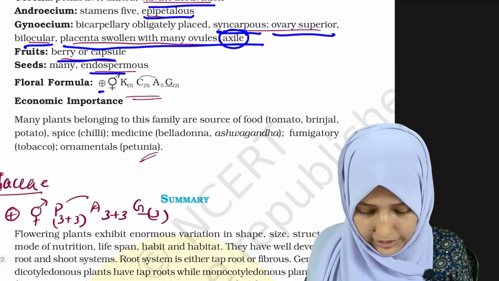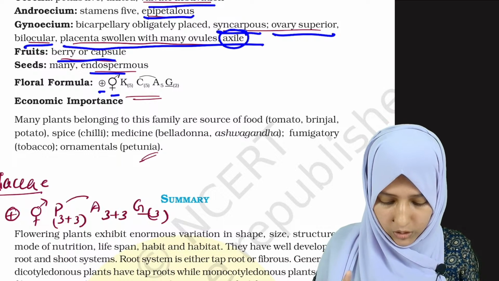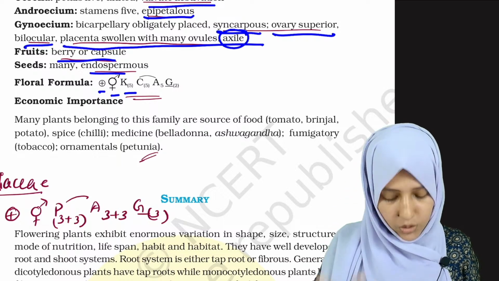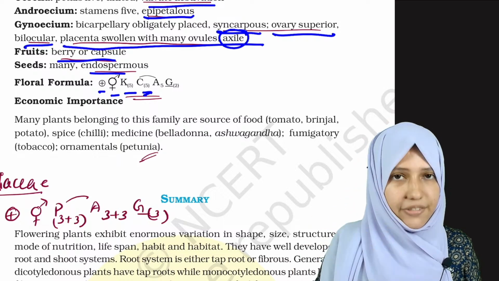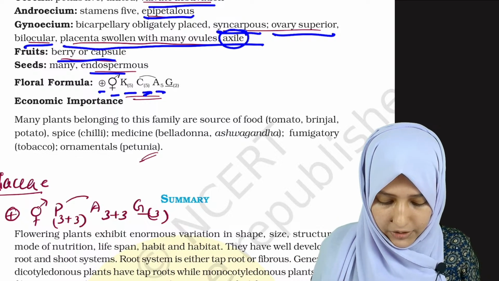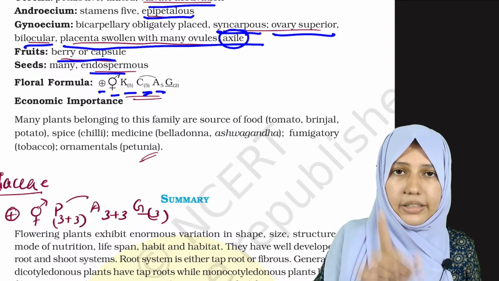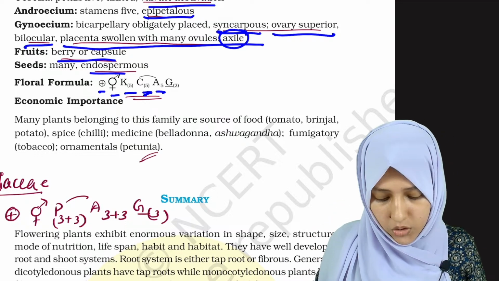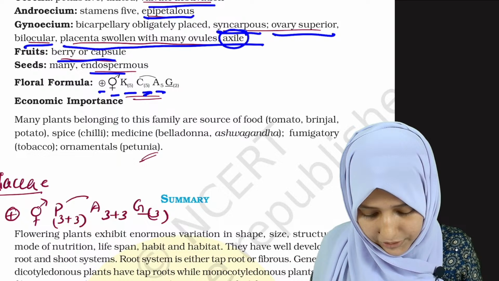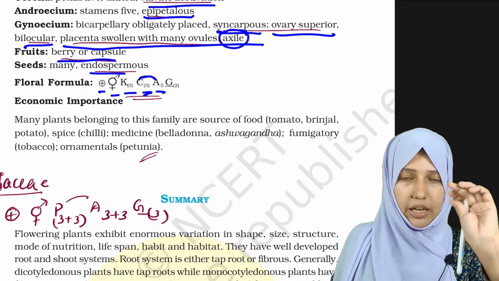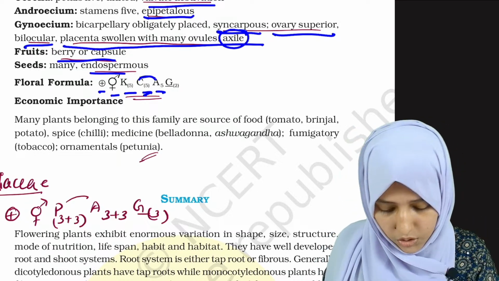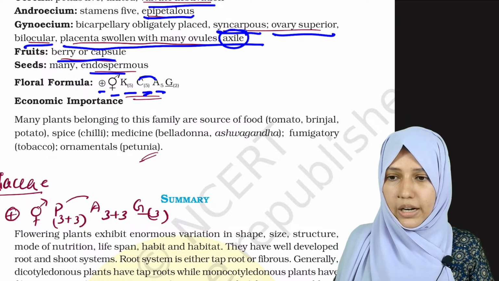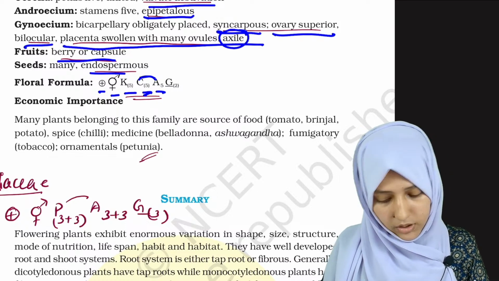Now the floral formula: it is actinomorphic, it is bisexual, the calyx is 5 and it is united. The corolla is also 5 and united, and the androecium is not united, it is free. So it is 5, and the androecium is attached to the corolla. So there is a line over androecium and corolla, showing them fusing with each other.